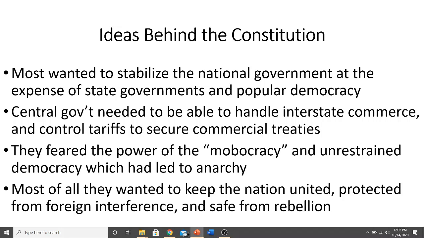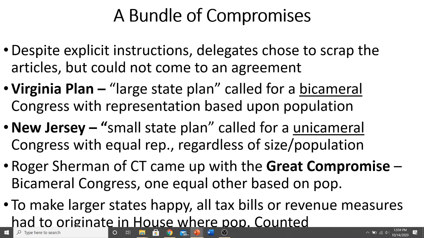I want you to notice the word I have in quotes there. The founding fathers, or many of them at this Constitutional Convention, feared the power of the mobocracy. In other words, the mobs rising up, emotionally angry and turbulent. Their unrestrained democracy was leading us into anarchy, as we can see in Shays' Rebellion. So most of all, what these men wanted is to keep the nation united, protect from foreign interference, and safe from rebellion. So what do they do in the meeting to create this new country?